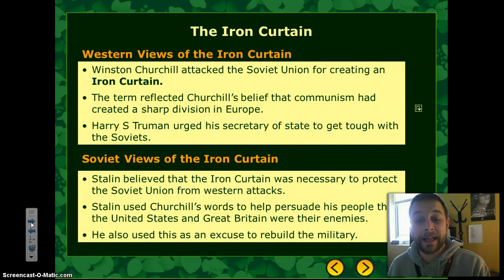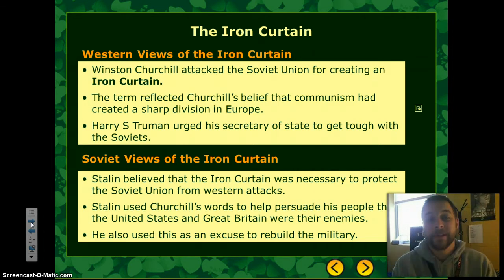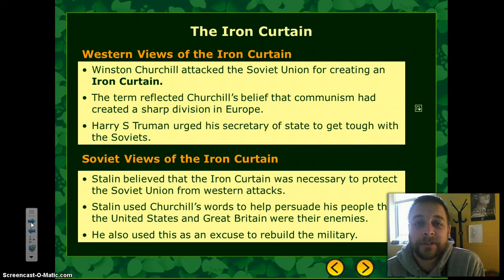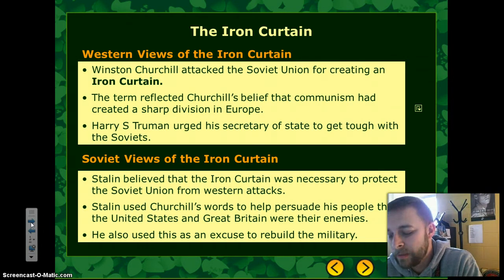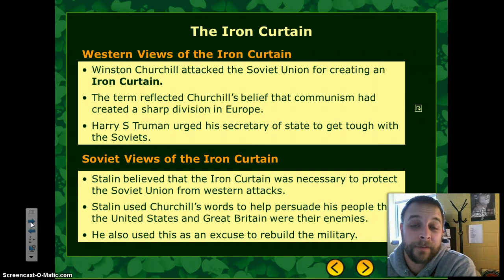Now, on the other side, the Soviets believed the Iron Curtain was necessary. They had to have the division to protect themselves from Western attacks. And Stalin used Churchill's comments to basically convince his people that the U.S. and Great Britain were enemies and were out to get them. He also begins to rebuild the Soviet military, which in effect continues the arms race.